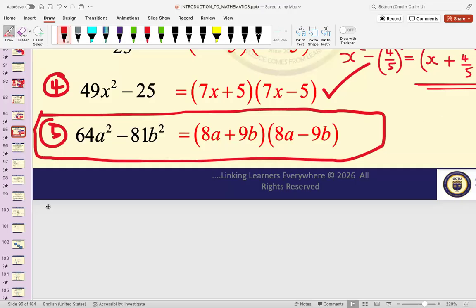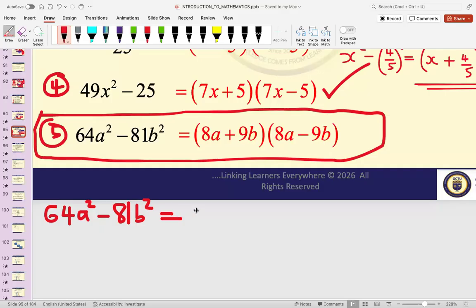You write your 64a squared minus 81b squared. The technique is that any number that is attached to anything squared, force and break down that number also to look like a square before you can proceed. If you don't break all numbers to look like squares, you cannot go ahead and use the technique.